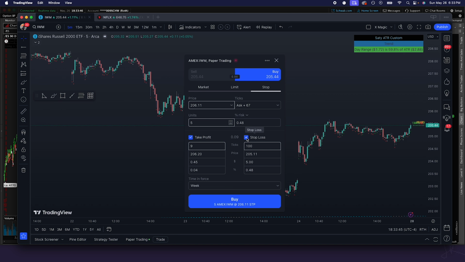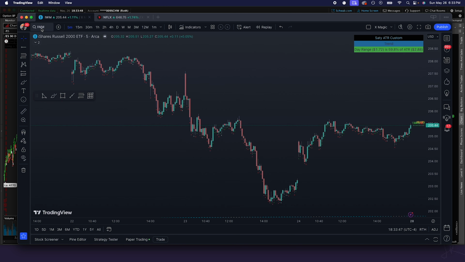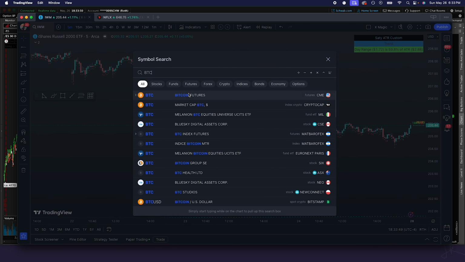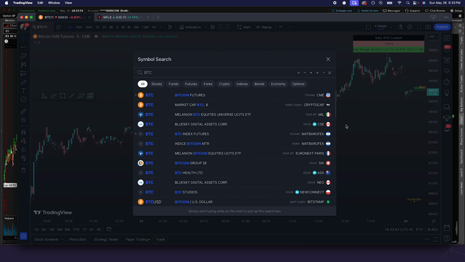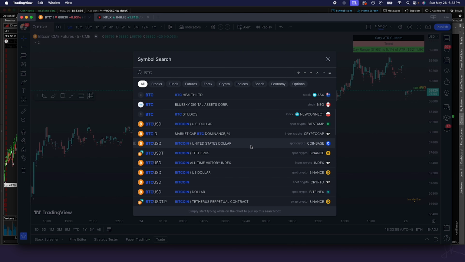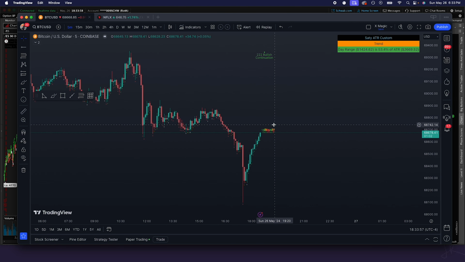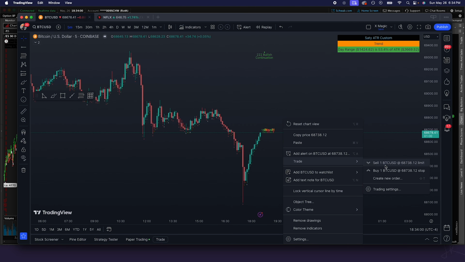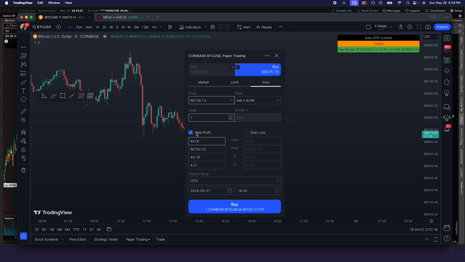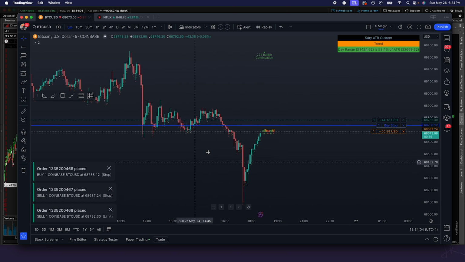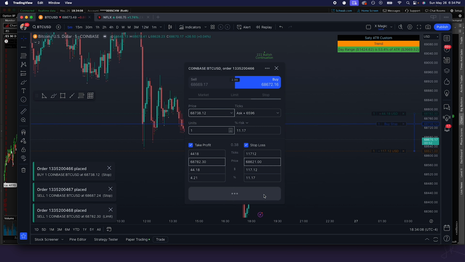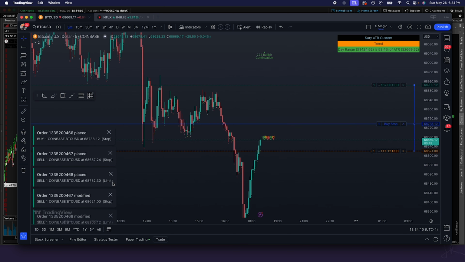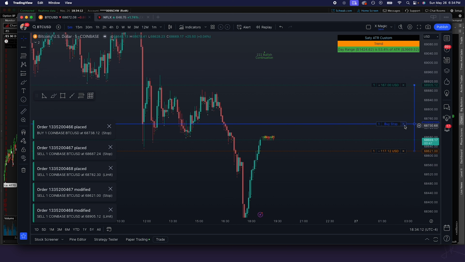Let's go to Bitcoin real quick so I can show you guys a quick example. Not futures, Bitcoin itself. So let's say I get into this trade, just add that. It has my take profit and stop loss, and I can move it around on the chart, modify the order, and so on and so forth.